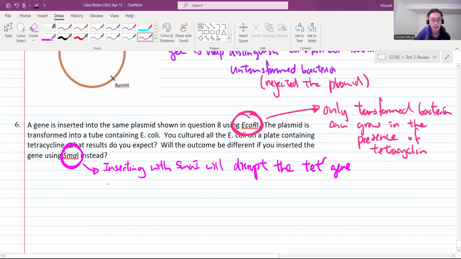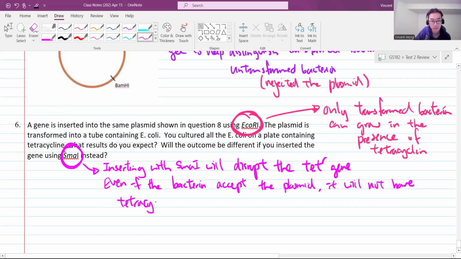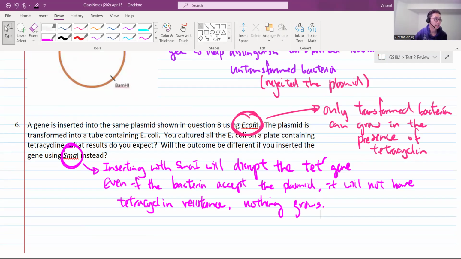What does that mean? Even if the bacteria accept the plasmid, it will not have tetracycline resistance. Nothing grows. Doesn't matter if they have been transformed or not. Nothing will grow.